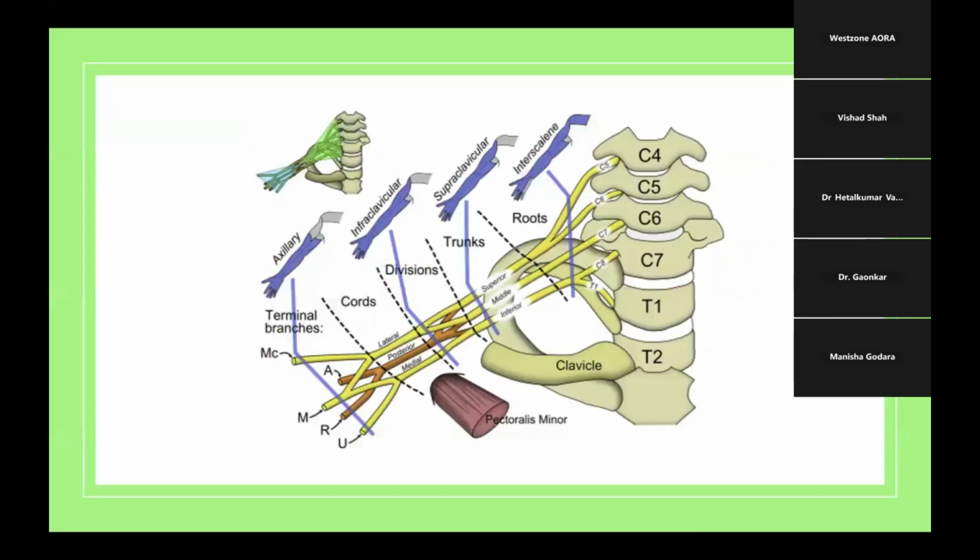This is again a small diagrammatic representation showing what blocks can mainly be given at what positions. That is interscalene, which can mainly be given at the root levels, supraclavicular at the trunk levels and the divisions, the cords, infraclavicular or the costoclavicular block, and at the terminal branches we can give the axillary brachial plexus block.